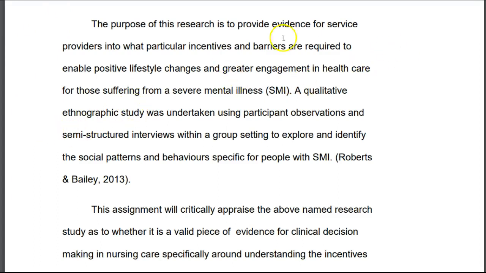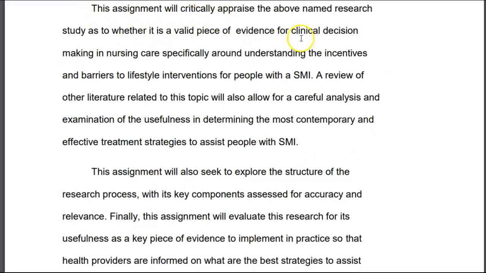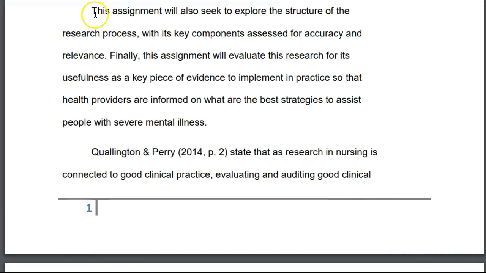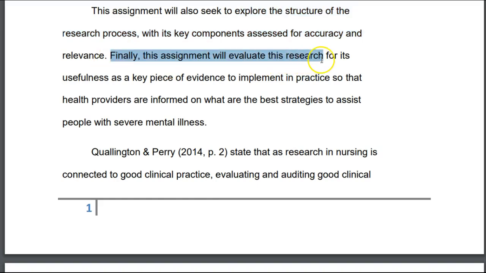So what we've got here is a general introduction, and then this moves into some signposting here. So it tells us what we're going to see in this paper. It will critically appraise the above named research. A review of other literature will allow for careful analysis and examination. This assignment will explore the structure of the research process with its key components, and finally will evaluate this research.